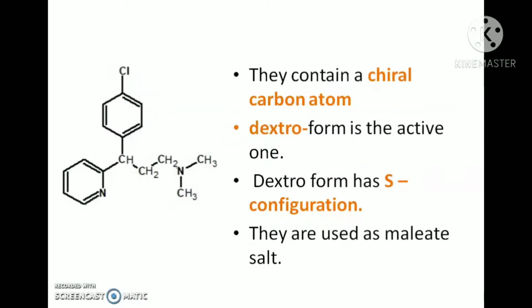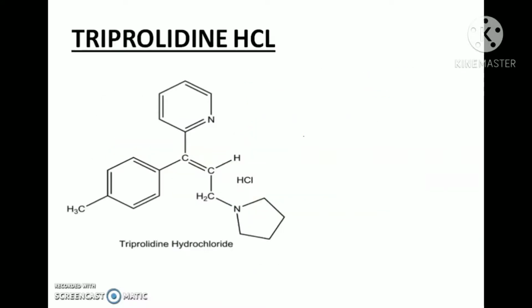If you see the structure of pheniramines, you can see that the carbon carrying the two aryl groups is asymmetric. It is a chiral carbon atom, so it exhibits optical isomerism. The dextro form is found to be the active one, and the dextro form has the S configuration. And being a base, it is used as a salt form, the maleate salt, a salt of maleic acid. So chlorpheniramine maleate is usually used.